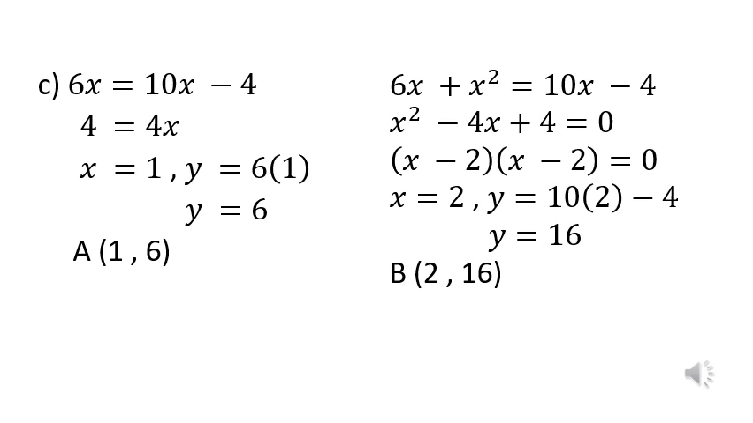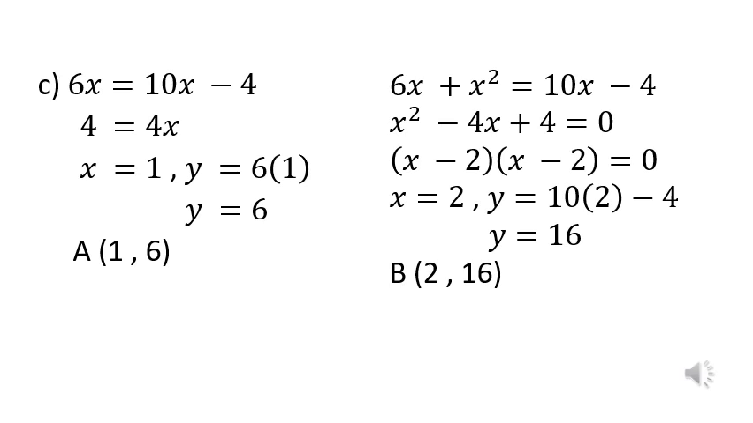So the first tangent's equation is y equals 6x. Then the next equation is y equals 10x minus 4. Then we set them equal, and we can find x equals 1 and y equals 6. So the coordinate of A is 1 and 6.